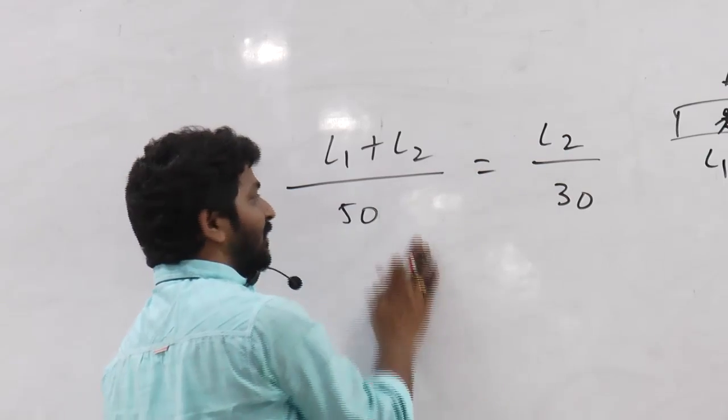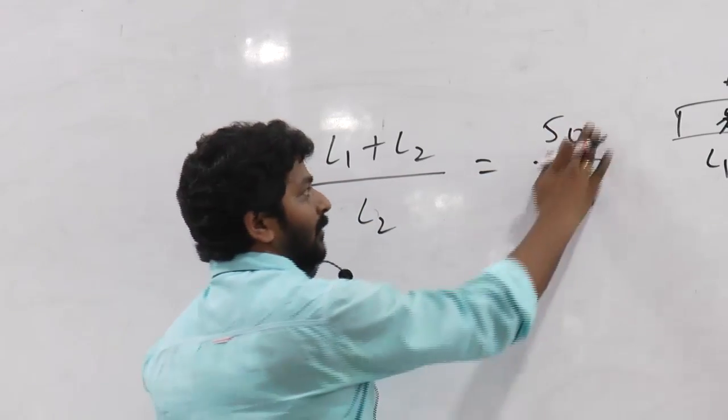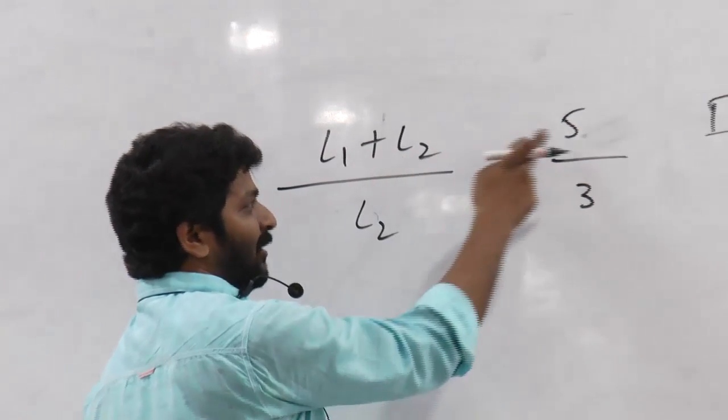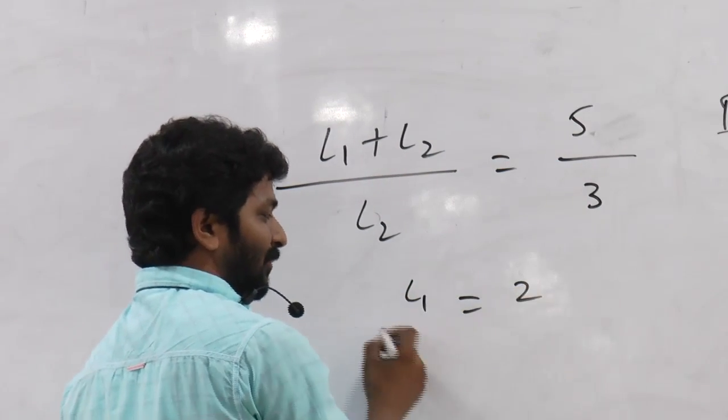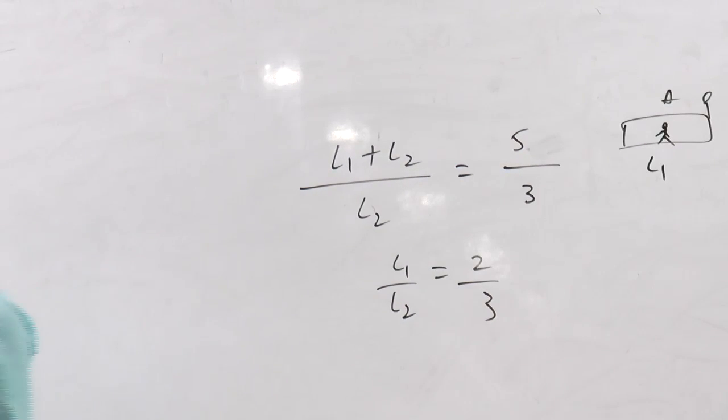L2 comes here, 50 goes there. 50 by 30 is 5 by 3. If L2 is 3 and L1 plus L2 is 5, L1 is 2, L2 is 3. Ratio between their lengths 2:3.